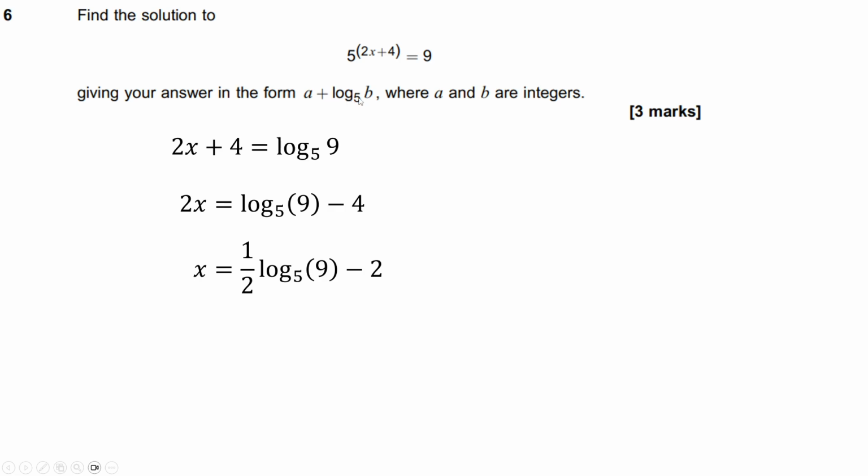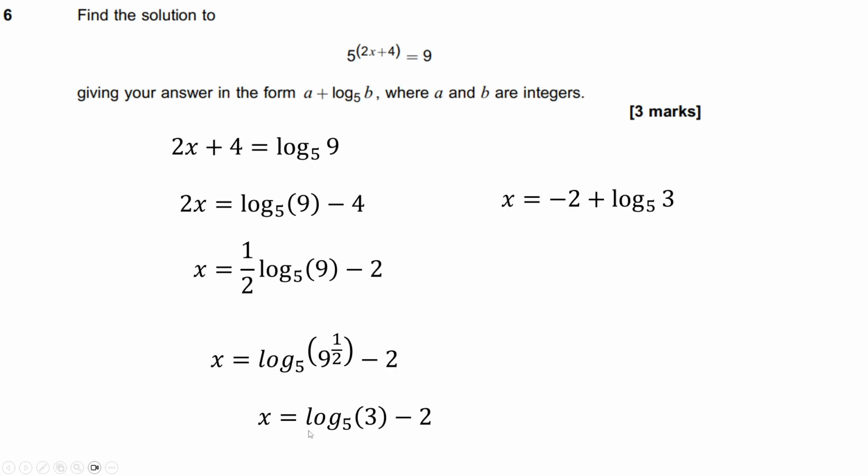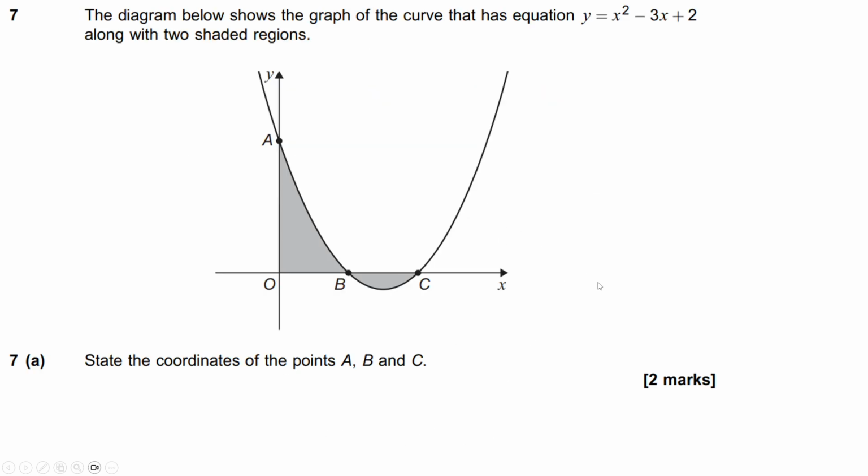Just look carefully at how they want this log. They don't want any scale factor in front of it. This is just the same as saying 9 to the power of a half, and 9 to the power of a half is just 3. And then just swap these two numbers around so it looks like this.